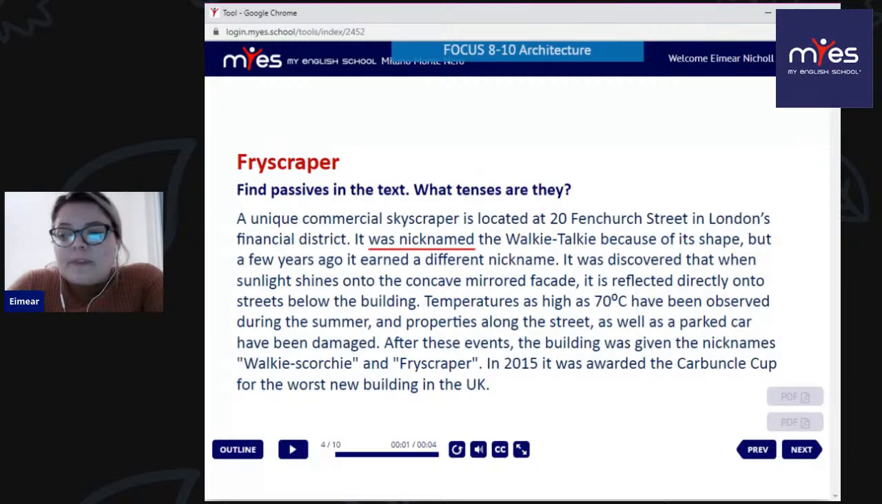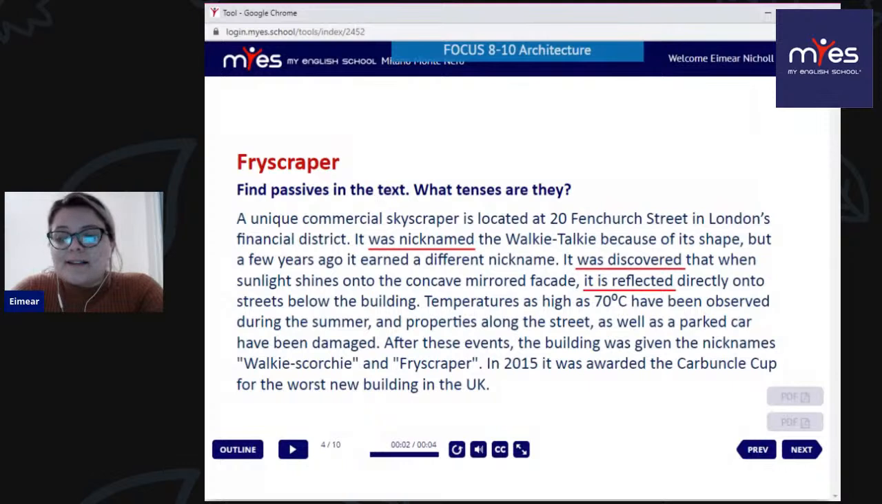It was discovered that when sunlight shines onto the concave mirror facade, it is reflected directly onto streets below the building. So, was discovered, which is also past simple. Okay, was discovered. It is reflected directly onto streets below the building. Another one, which is present simple. It is reflected. So present it is, and then our past participle reflected.